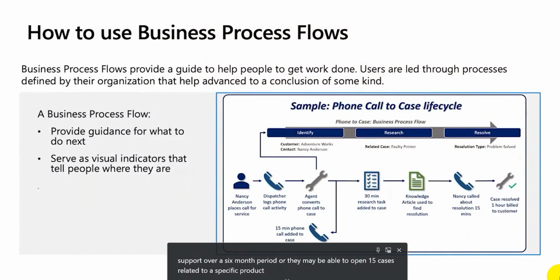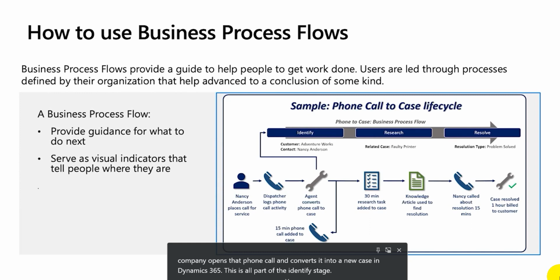So let's put all this together and take a full business process approach. Let's say we have a customer named Nancy Anderson, who works for a company called AdventureWorks. Nancy calls the central dispatcher to report an issue that they're having. And the dispatcher is now going to create a phone call activity in Dynamics 365 to log the issue. A customer support agent at your company opens that phone call and converts it into a new case in Dynamics 365. This is all part of the identify stage.